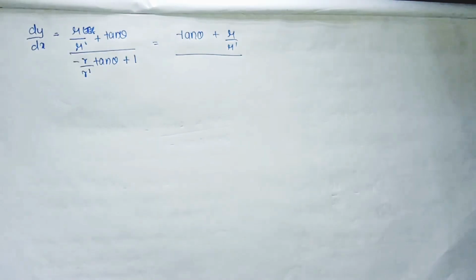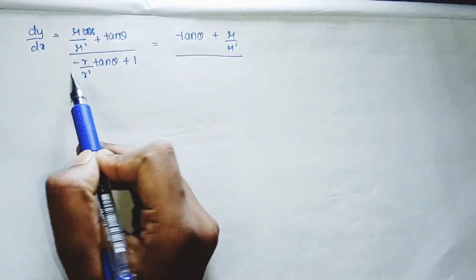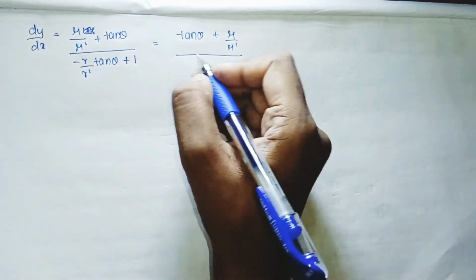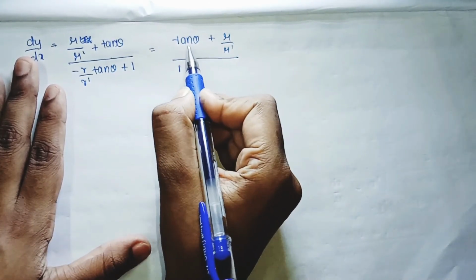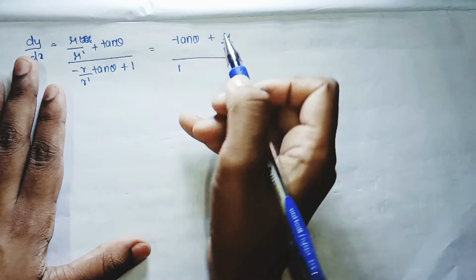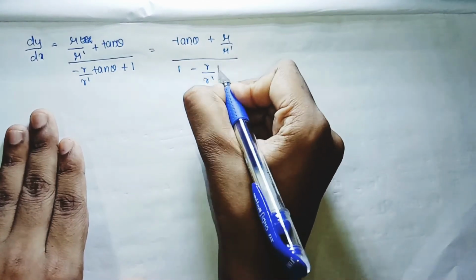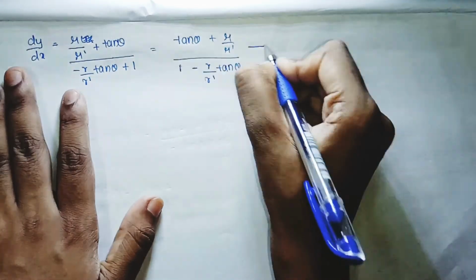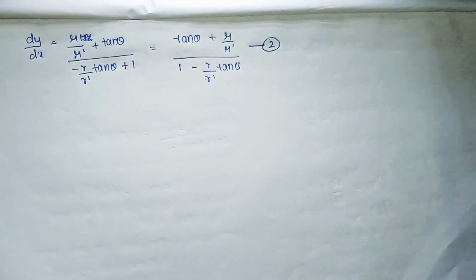Our first equation was tan psi is equal to tan theta plus tan phi divided by 1 minus tan theta tan phi. So in order to relate it to the first expression, we'll manipulate it likewise. Tan theta will get shifted to here and 1 will get shifted to the left-hand side. So it will be 1 minus r by r dash tan theta. This is our second expression. So we have got a first expression and a second expression.